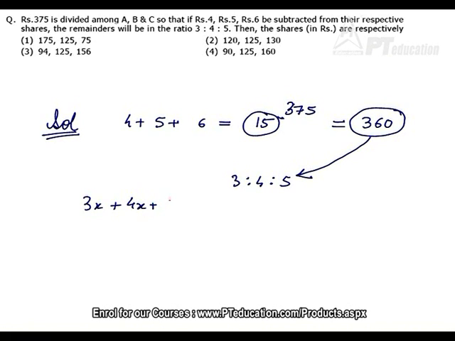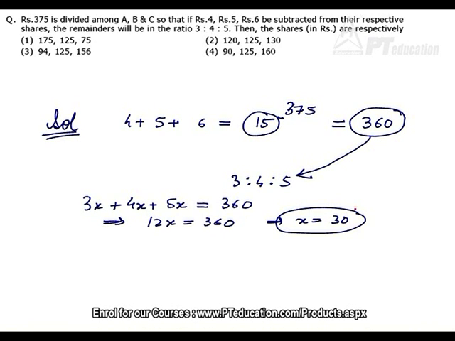So all you have to do is make a simple equation. 3x plus 4x plus 5x is equal to 360, which gives you 12x is equal to 360, which gives you x is equal to 30. So the reduced shares are 30 into 3, 90, 30 into 4, 120, and 30 into 5, 150. But these were the subtracted shares because 4, 5, 6 was reduced. So 90 plus 4, 120 plus 5, and 150 plus 6 should be the final shares.